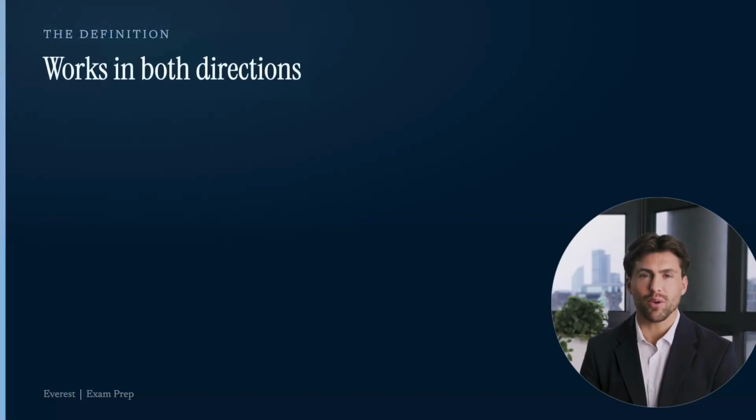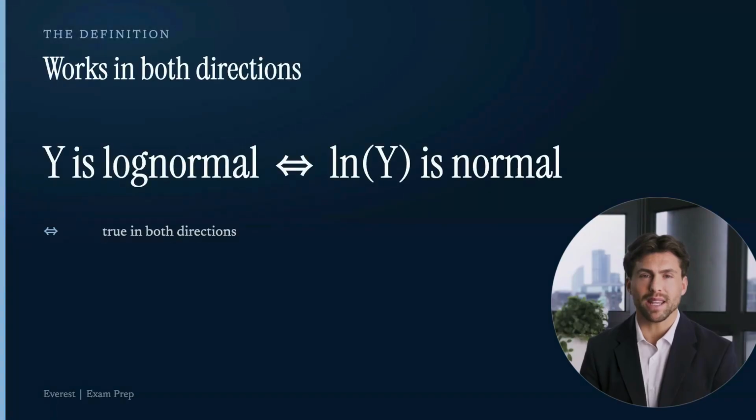Here's the idea to hold on to. A variable is log normal if its natural log is normal. Say it as, the log is normal. That one sentence is the entire relationship in both directions. So a random variable y is log normal if ln of y is normally distributed. And the reverse works too. If ln of y is normal, then y is log normal.